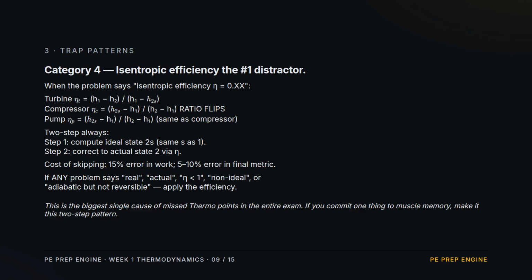Trap Category 4. Isentropic efficiency. When eta is less than 1, applying it is mandatory. For a turbine, efficiency is actual over ideal enthalpy drop. For a compressor or pump, the ratio flips, ideal over actual. Same 2-step solve. Compute ideal state 2s, then correct to actual with eta. Skip it and you're off about 15% on work. Trigger words: real, actual, adiabatic efficiency less than 1, non-ideal, or adiabatic, but not reversible.